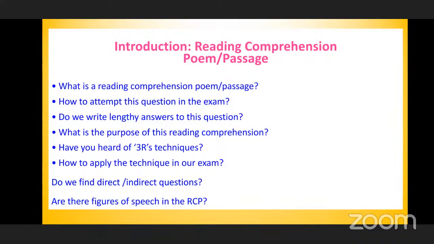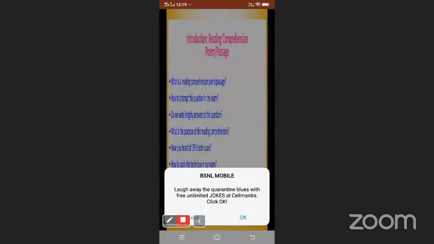Sometimes there are also figures of speech that indirectly have a dramatic usage of the language. Sometimes simile, sometimes metaphors, sometimes onomatopoeia, hyperbole, alliteration. These are some of the figures of speech that may be there. Personification, metaphor. These things you may find in the reading comprehension poem. So these things you should remember, dear students.